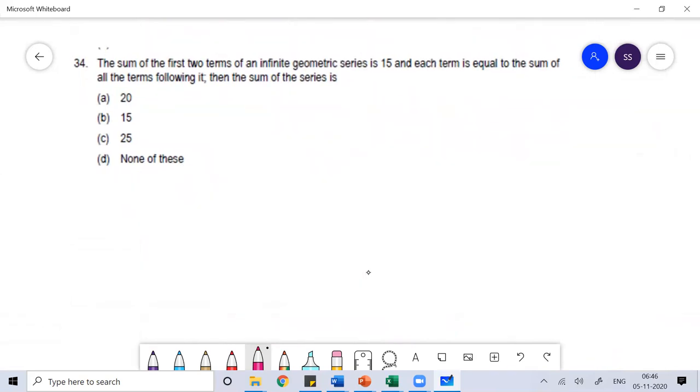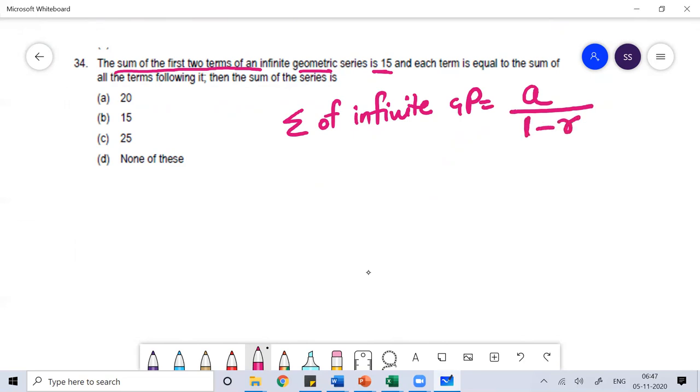So the sum of first two terms of the infinite GP is 15. Everyone understands what happens in the case of GP: the ratio remains the same. Let the first term be A, then the next term would be AR, then AR square, like that. So the nth term would be AR to the power n minus 1. The sum of infinite GP is A by 1 minus R, and the sum of first two terms is 15. So A plus AR is equal to 15.